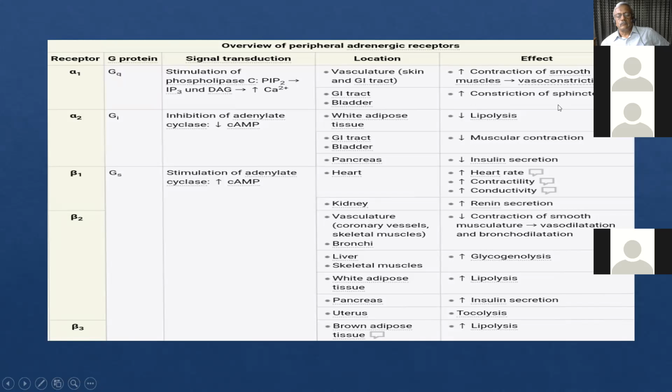Hari, it's difficult to remember this. It's good that you have shown this table. I think every one of us must keep referring to this. At this stage, suffice it to know that there are different adrenergic receptors and they have different functions in different tissues. Yes, sir. Okay, all right, go on.